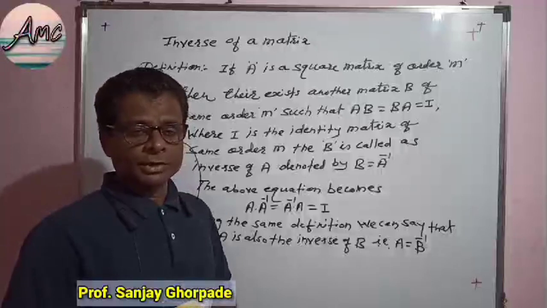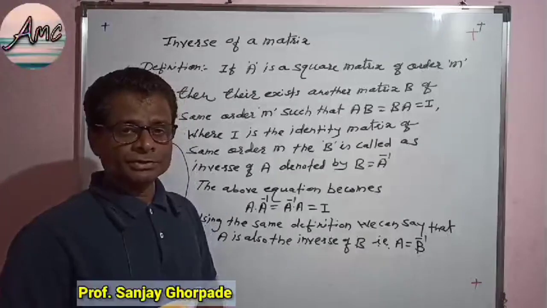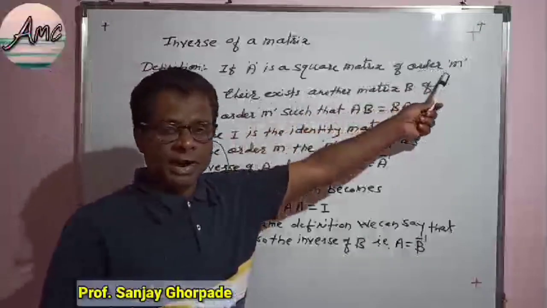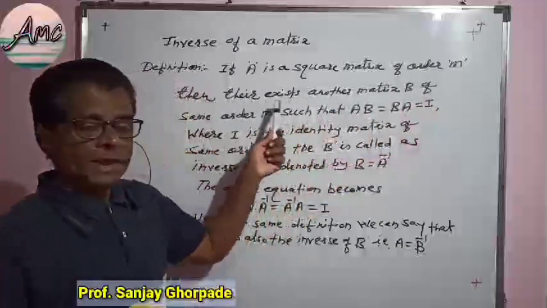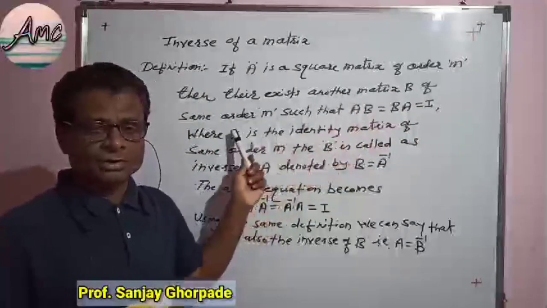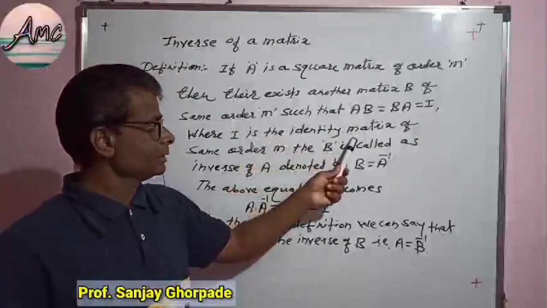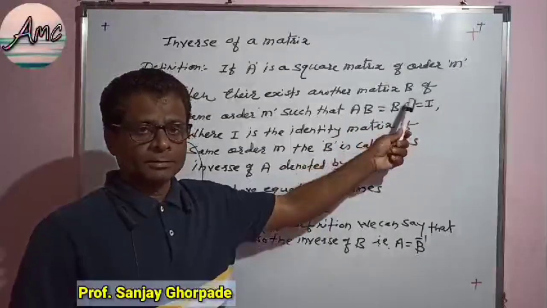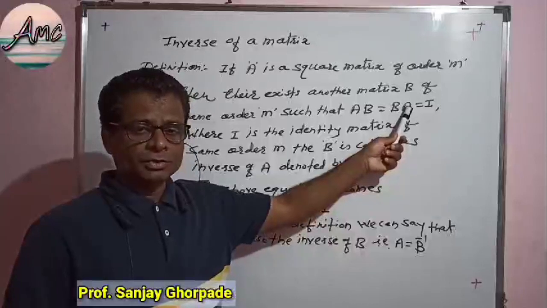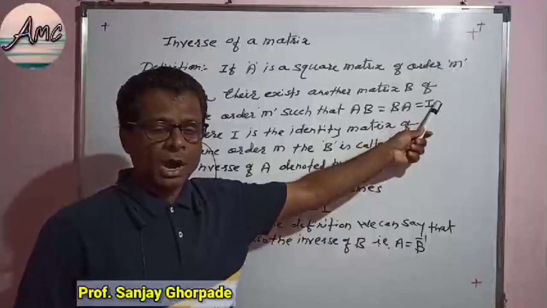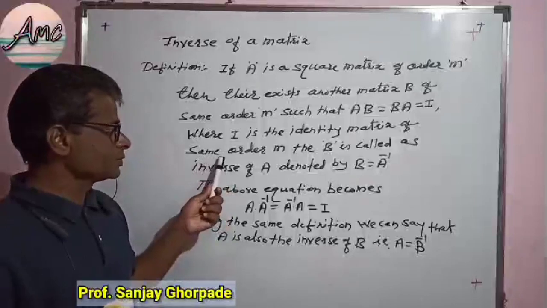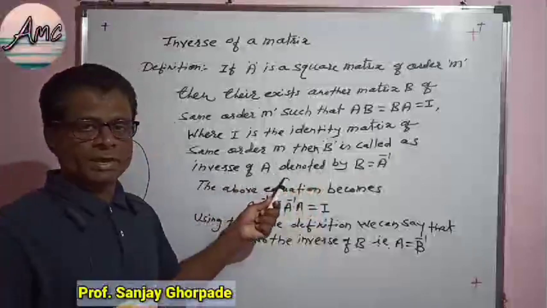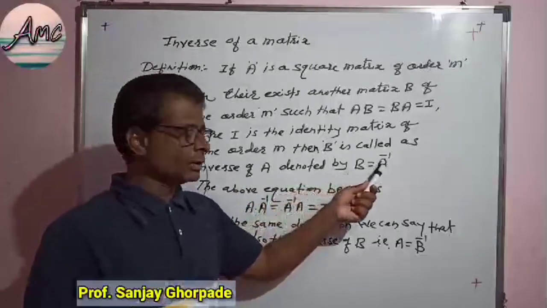Now let us try to understand the definition of the inverse of a matrix. If A is a square matrix of order M, then there exists another square matrix B of the same order such that A into B equal to B into A equal to I. The product AB is equal to the product BA is equal to I, where I is the identity matrix of the same order M. Then B is called the inverse of A, denoted by B equal to A inverse.